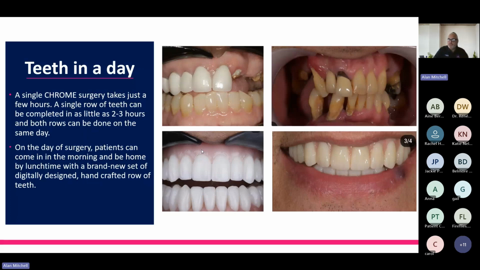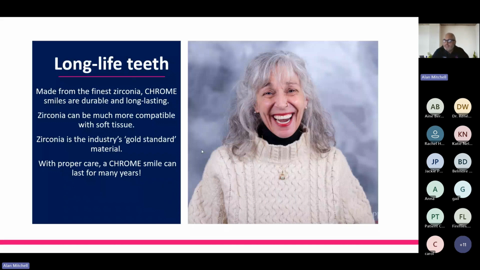You might get customers that will come in and talk to you about that, because from a marketing perspective, you'll see that a lot on the market. What it also adds is long-lasting teeth. Our final bridges are made from zirconia, a material that's very well received by the soft tissues. It's very compatible with them, and can almost be described as the gold standard material within our industry. If we look after it with proper care, it can last for many years. We can't say a lifetime, but it can last a long time if it's cared for in the right way.